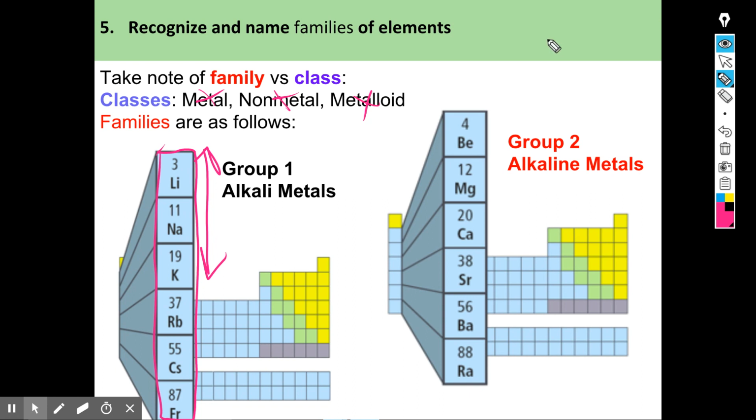Even if you're not biologically related to your family, if you have lived with them most of your life, you probably have similar characteristics, similar likes, similar dislikes, etc. So that's one of the reasons why we refer to these as families. These vertical groups are families. The first 2 groups on the periodic table, group 1 and group 2, have special names. They're the alkali metals and the alkaline metals.